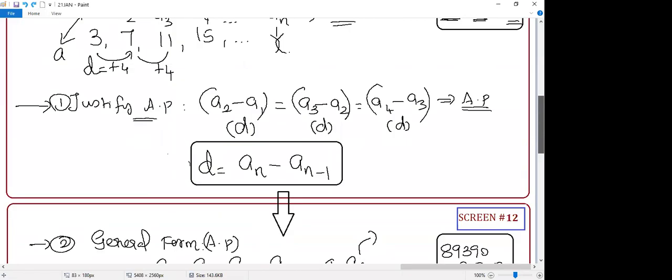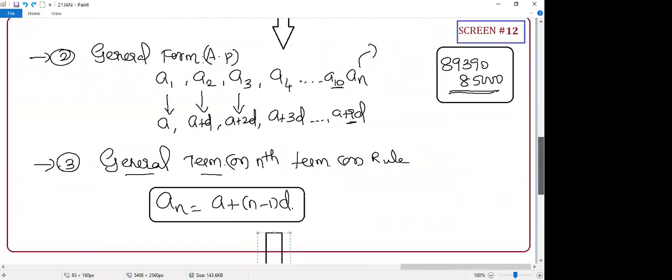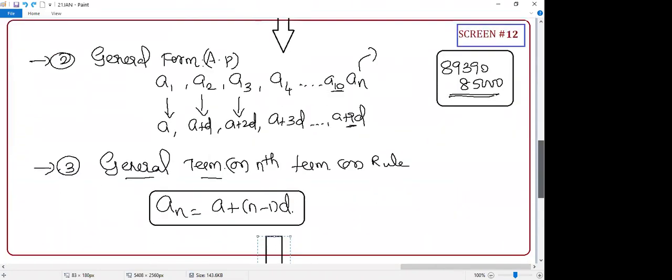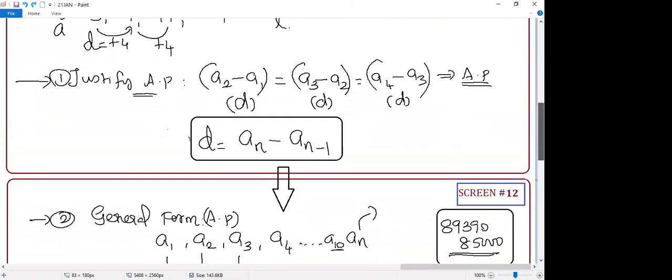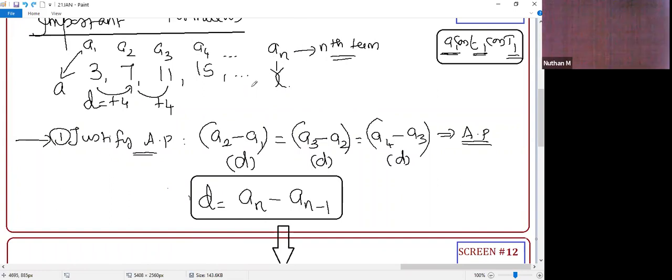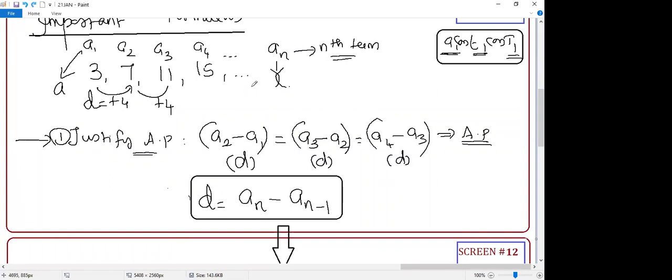Guys, again, I'm continuing the further formulas here so that you can scroll down and scroll up. It's easy. So first formula, second formula, third formula. Guys, what is pending? Till now, no one is asking. We understand what is A, what is A1, A2, A3, and we understand what is D. What is N, student? AN we understand, nth term. What is N? N is telling the position. Am I right or not?